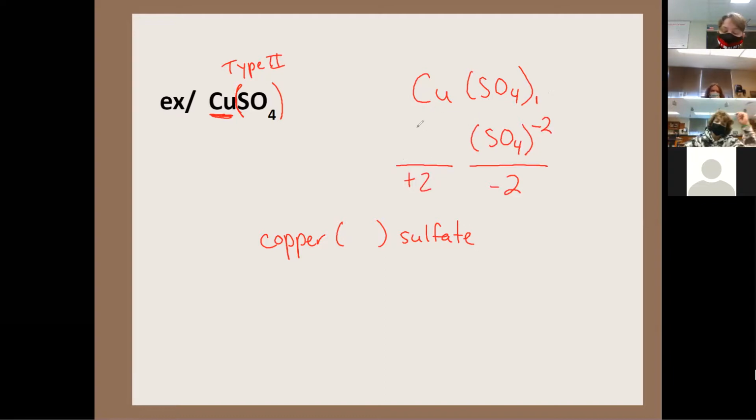How many coppers do we have? Well, again, no subscript, so there's 1 copper. The total charge has to be +2. So that means our missing piece here is a 2. The copper has a +2 charge.